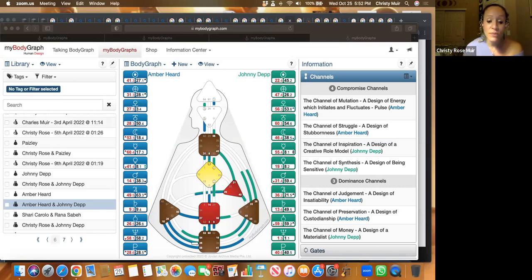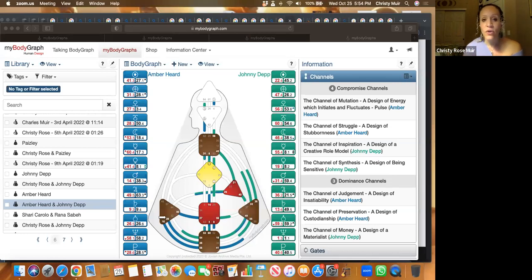And I'm glad I picked this one because this is the channel of struggle, which is where a person is designed or not to struggle for individual purpose. It is comprised of the gate of the fighter on the root center, which Johnny Depp has, but he doesn't have the other end of the channel, which is the gate of the game player. And when the person has the entire channel, this energy is grounded. What this means is that Amber is naturally designed to struggle and fight for what she believes in, that brings her a sense of individual purpose. And she will have a grounded balance in her own way.